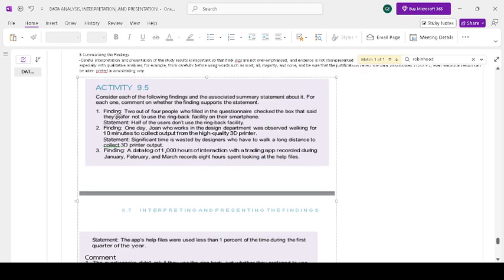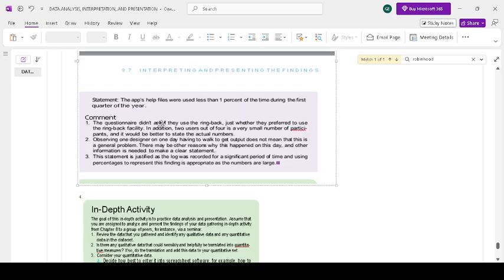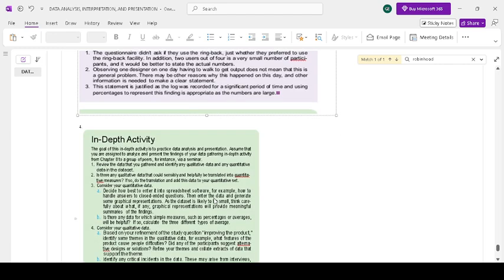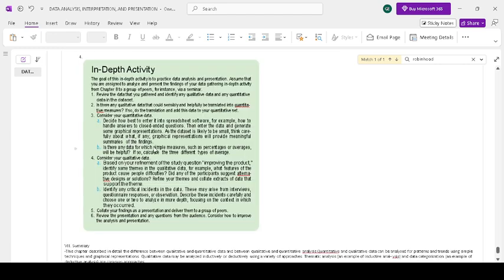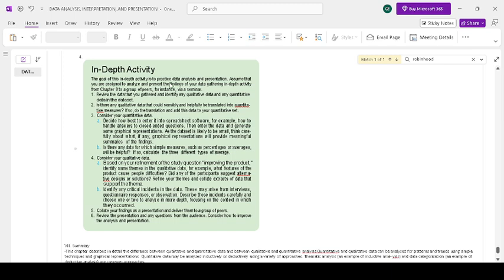So that's the finding and that's the statement or conclusion. But then again, the questionnaire didn't ask if they use the ringback, just whether they prefer to use the ringback facility. In addition, two users out of four is a very small number of participants, and it would be better to state the actual numbers. So that's an example of a summary and a conclusion drawn from it. But we're not going to discuss that. I would recommend you just pause this video and read that. But these are the in-depth activity.